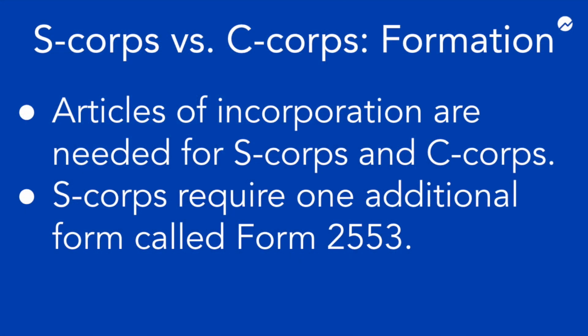The last difference we'll cover between S corporations and C corporations is formation. Whether you're forming an S-Corp or a C-Corp, you'll need to file articles of incorporation with your state's business filing agency. And once you do that, you'll need to take similar steps in both cases, such as writing your corporate bylaws, appointing directors, and holding director and shareholder meetings. Forming an S-Corp requires one additional step, however, and that's filing Form 2553 with the IRS.